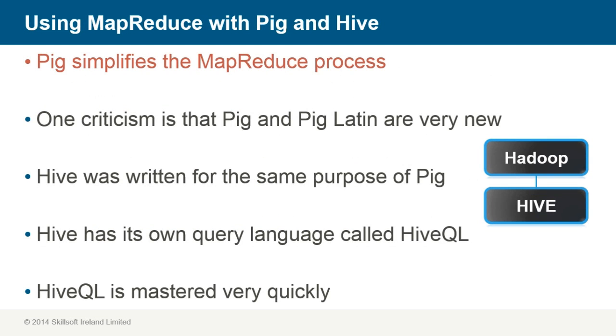Pig simplifies the MapReduce process, and by most accounts is powerful and straightforward. The one criticism is that Pig and Pig Latin are very new and do not draw enough on previous programming skills, so there's a learning curve.